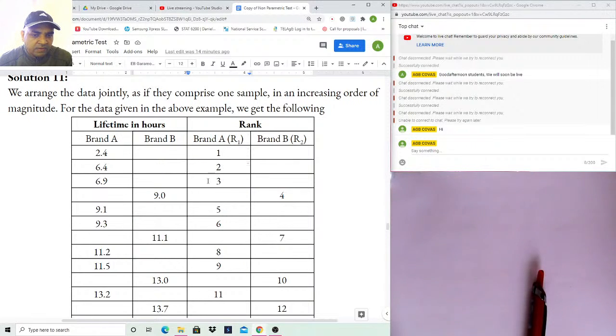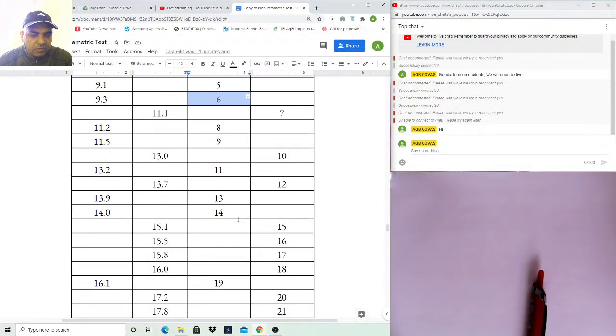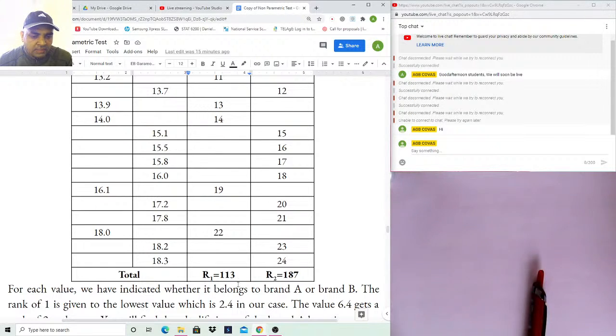Then second rank is from brand A. Then third rank is also from brand A. Fourth rank is from brand B. Then fifth rank is from brand A. Then sixth rank is also from brand A. Like this, we will be giving all these ranks, right? And then we will sum all these ranks.